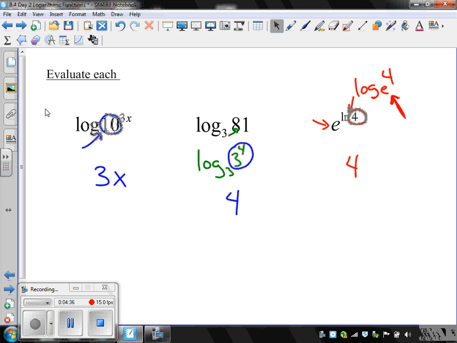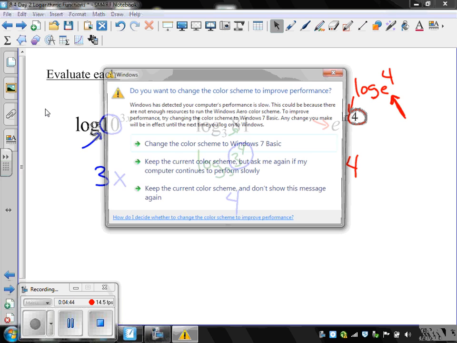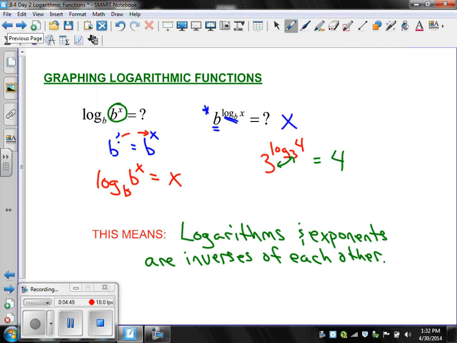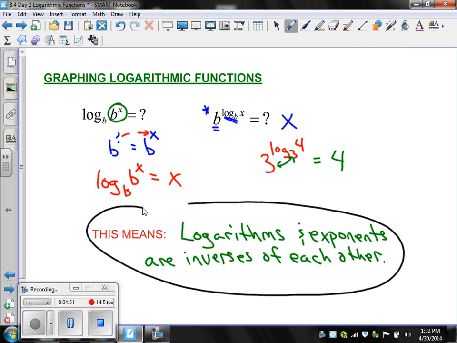Again, kind of a weird example there. But the main idea here is that logarithms and exponents are inverses of each other. I'm going to go back a page to where I said that before, and I'm just going to highlight this. This is a key idea. When we get to solving logarithmic and exponential equations, we're going to use the fact that they're inverses to help us unwrap.